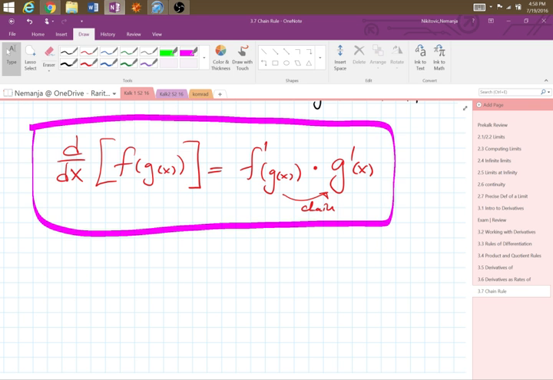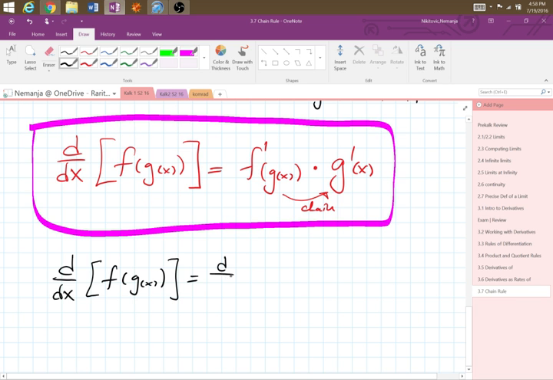Now, one way to understand this is when you plug one function into another. So if you write d dx of f of g of x like this, then you say the derivative of f with the g still plugged in, times the derivative of g with respect to x. This looks like f times g, but it's f of g.